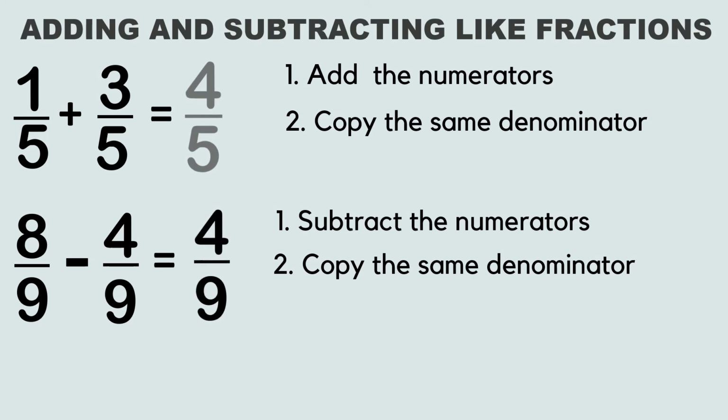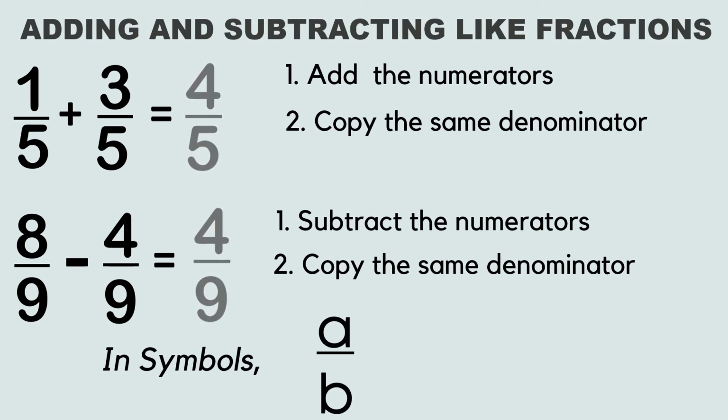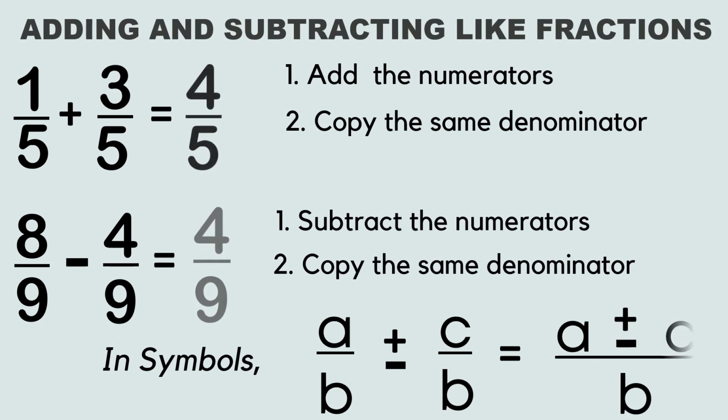So in symbols, if we have the fraction in the form of a/b plus another fraction in the form of c/b, then we have (a plus c)/b. The same is true with subtraction. If we have the fraction in the form of a/b minus the fraction in the form of c/b, then we have (a minus c)/b. That is also the same with adding and subtracting similar rational algebraic expressions.